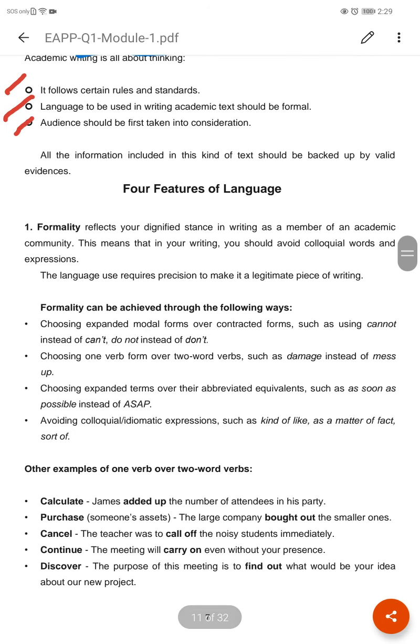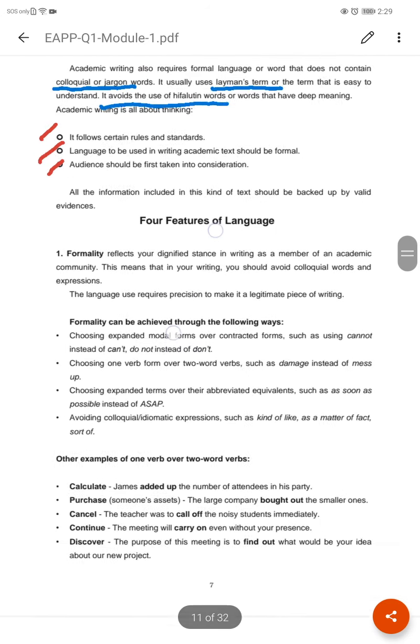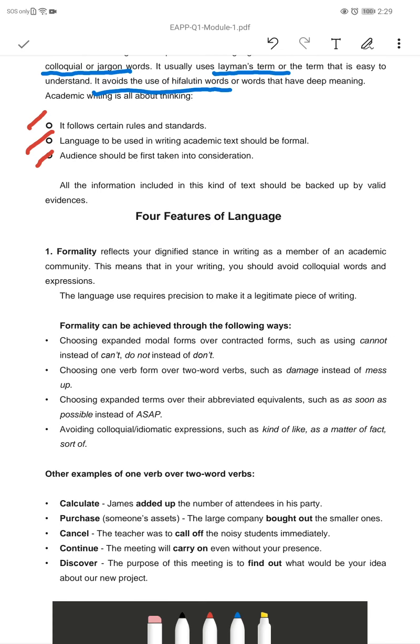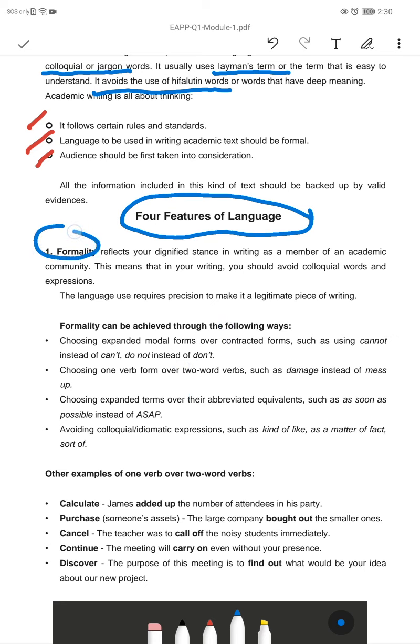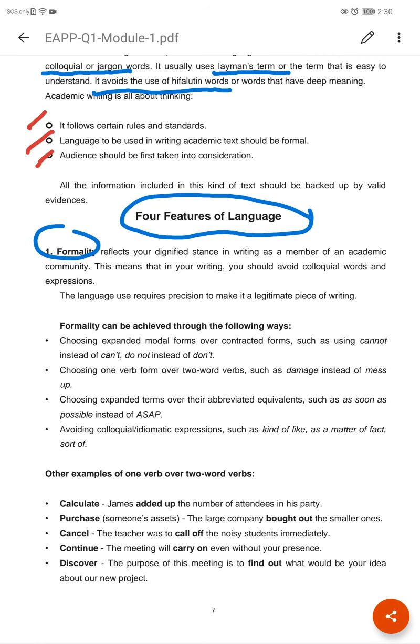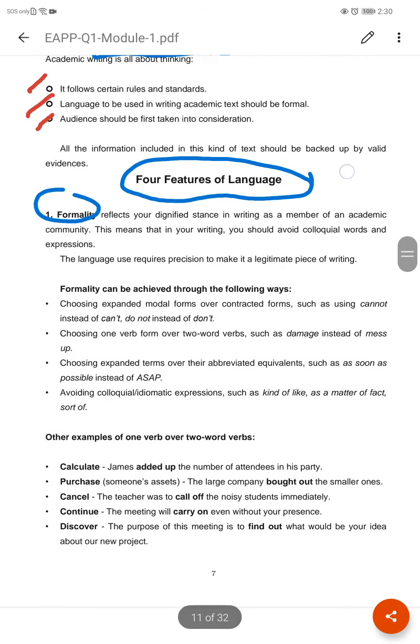So we have here four features of language, meaning these are four kind of like elements that we could use in writing academic text. The first one is formality. Formality reflects your dignified stance in writing as a member of an academic community.